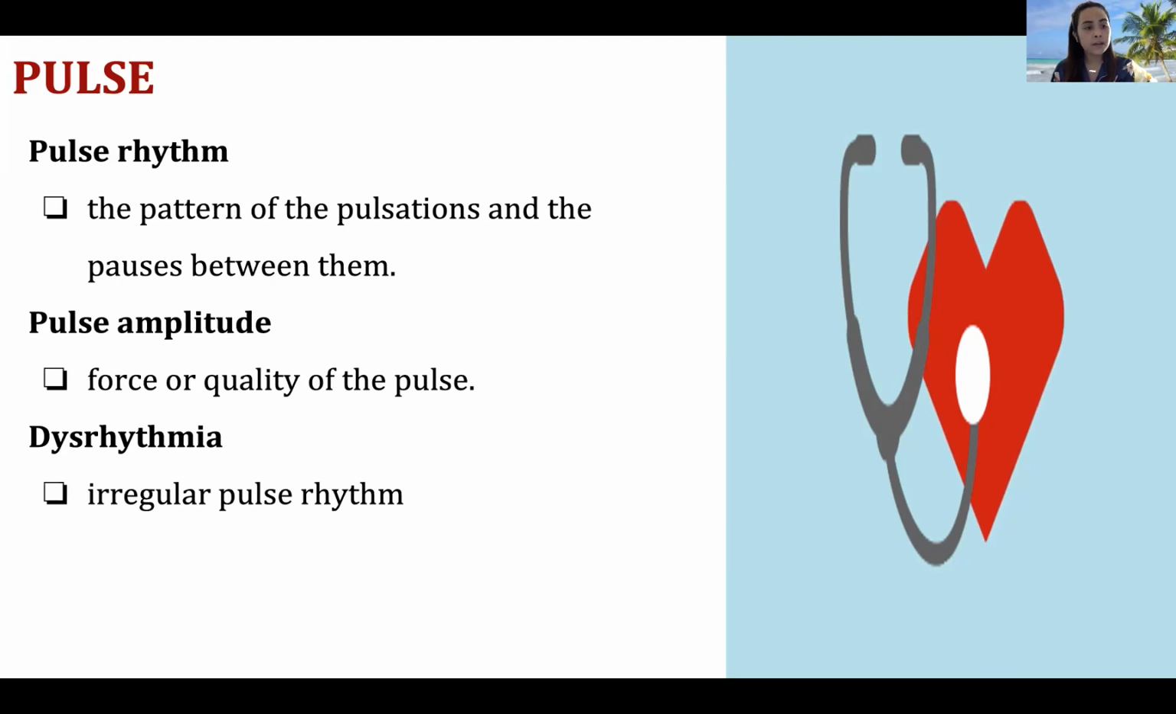Pulse rhythm is the pattern of pulsations and the pauses between them. Rhythm means it is slow or it is fast. Pulse amplitude is the force or quality of the pulse. It is bounding, weak, or strong. That is pulse amplitude. What is dysrhythmia? Dysrhythmia is an irregular pulse rhythm.